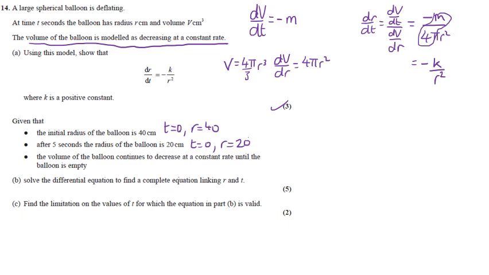So let's take the equation, and this is another separable equation, so we can write this as r squared dr is equal to minus k dt. Integrate both sides, so r squared becomes r cubed over 3, and minus k just becomes minus kt plus c.